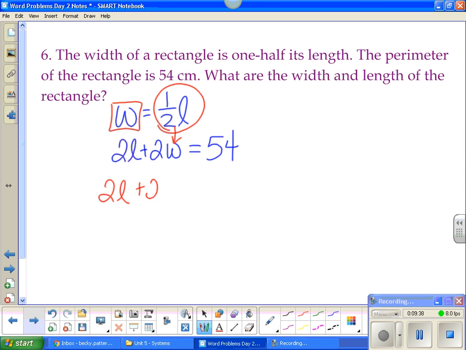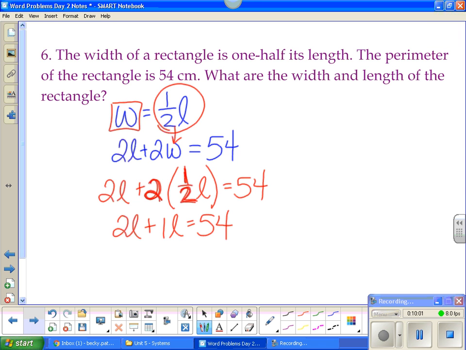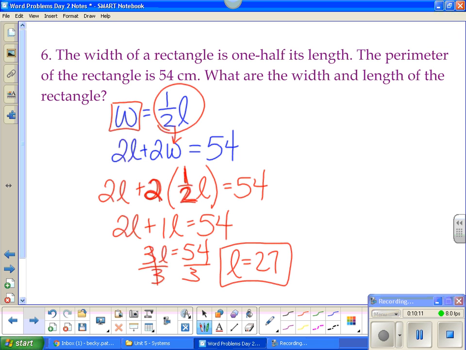So 2l plus 2 times 1/2 L equals 54. So 2l plus. Does my trick that I taught you work? Absolutely. You take this 2 and divide it into this 2 and then multiply it times this 1. So 2 into 2 goes 1 and 1 times 1 is 1. Easy peasy. 2L plus 1L is 3L. Divide by 3. L equals 27. So that's my length. But remember, it asked for the width and the length this time.